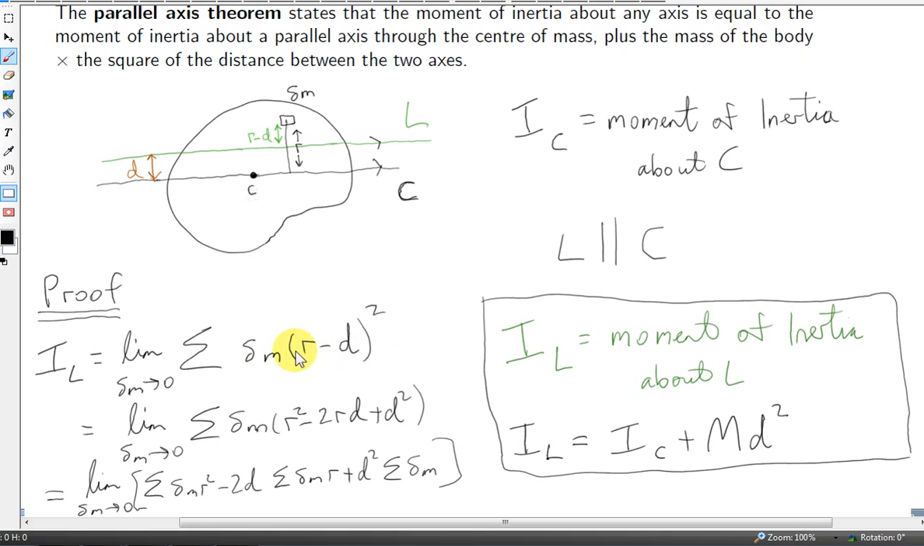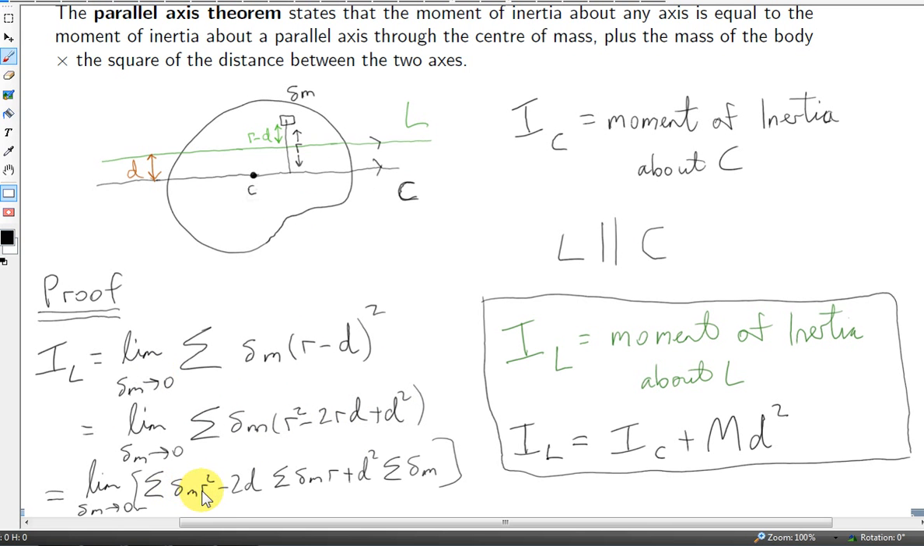Now we can expand out this bracket, so we have r squared minus 2rd plus d squared. We can multiply delta m into each of these terms, and we're summing this expression, but we can just sum each of these terms. We can sum this term separately from this one, and we can just take those three sums.